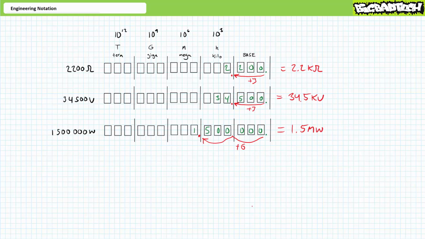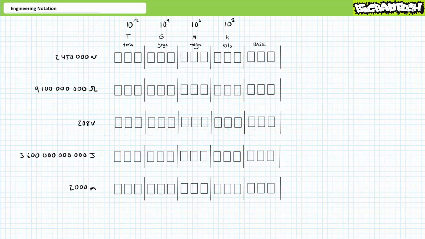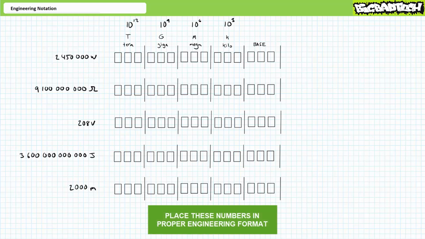Too easy, right? Here's another set of examples. This time you're on your own. See if you can place these unwieldy numbers in proper engineering format, where proper engineering format uses a coefficient of 1 or greater and less than 1,000, and an appropriate prefix representing its magnitude. Don't worry so much about what each unit represents right now. We'll examine the units and quantities they represent in later lectures.